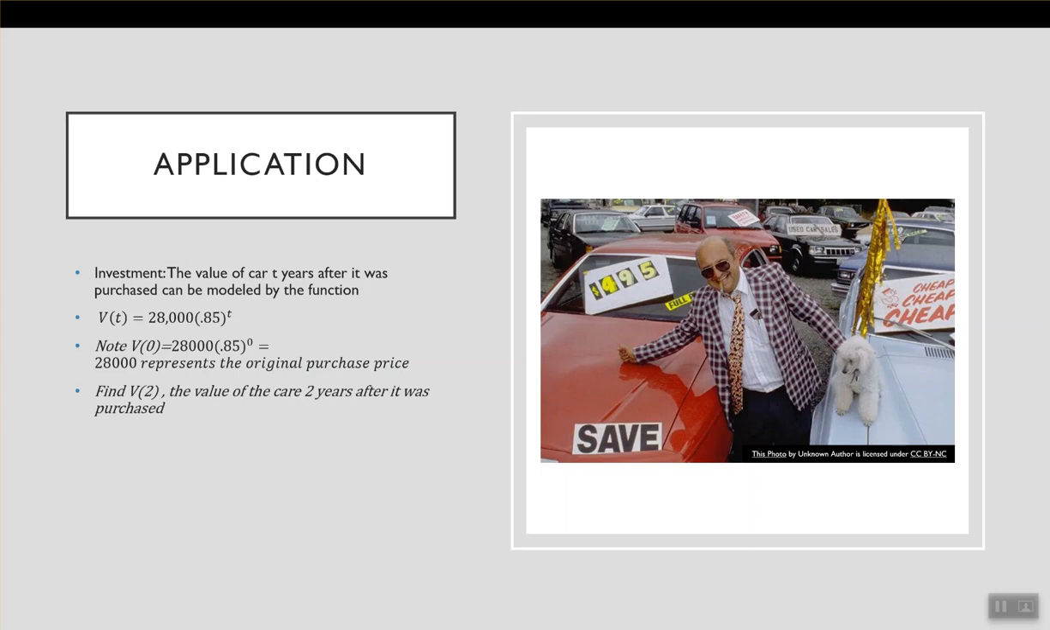Let's look at what happens 2 years later, which is v of 2. I had my 28,000, I have 0.85 squared, so now the value of the car is 20,230. So car value generally is going down. This one went down about $8,000. Let's look a little bit farther in the future to 6 years. So now I have v of 6 is 28,000 times 0.85 to the 6, which is $10,560.18. So big change from the $28,000 that we bought it at.